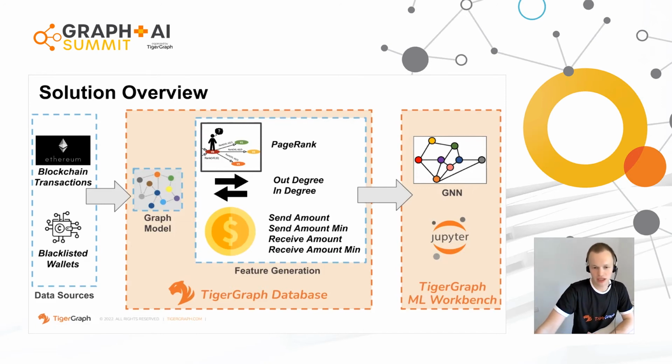So we connected to the TigerGraph database using the TigerGraph Machine Learning Workbench, which is a JupyterHub-based environment where you could train your graph neural networks using your favorite frameworks like PyTorch, DGL, or TensorFlow. And at this point in time, let me share my screen.